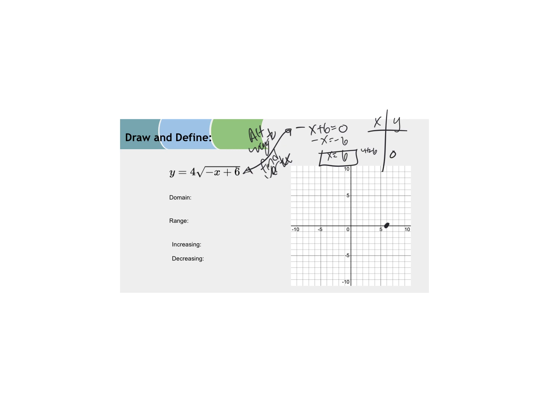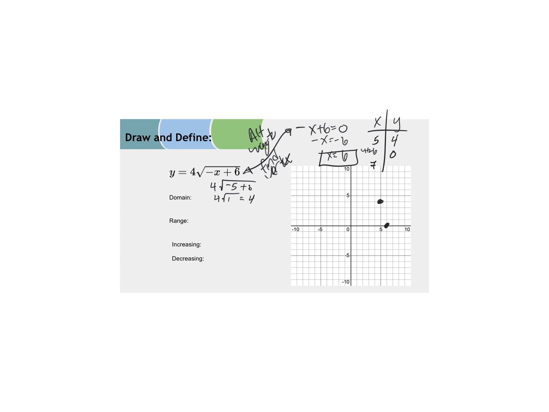But let's plug in some extra coordinate points because now the graph is doing some weird stuff. So let's plug in 1 point below and 1 point above like I've been doing. So let's start with the point above, or 5 at least. So 4 times the square root of -5 plus 6, 4 times the square root of 1, which is just 4. So that's my next point, 5, 4.